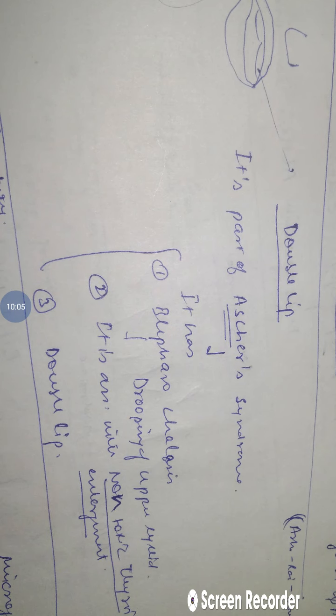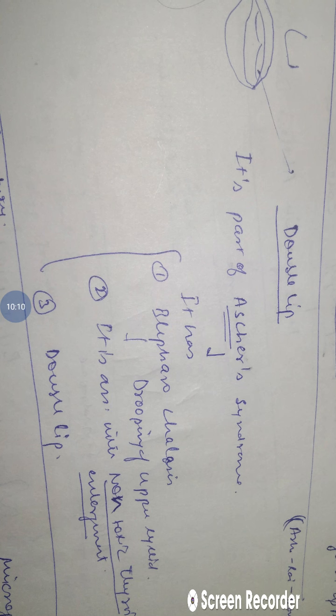Blepharochalasis, and it is associated with non-toxic thyroid enlargement. When people have thyroid enlargement which is not toxic, there are a number of types of thyroid enlargement, toxic and non-toxic. So when there is the non-toxic type, we have an associated thing, that is blepharoptosis, the dropping of the upper eyelid. Your upper eyelid drops down. That is seen in Ascher syndrome.